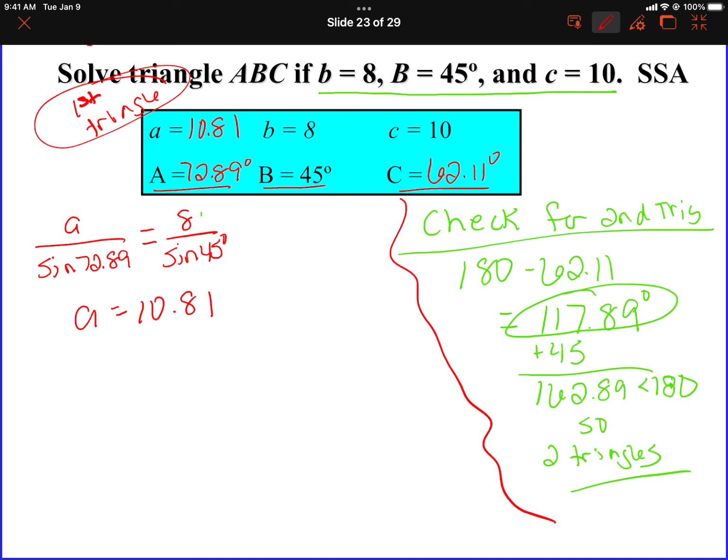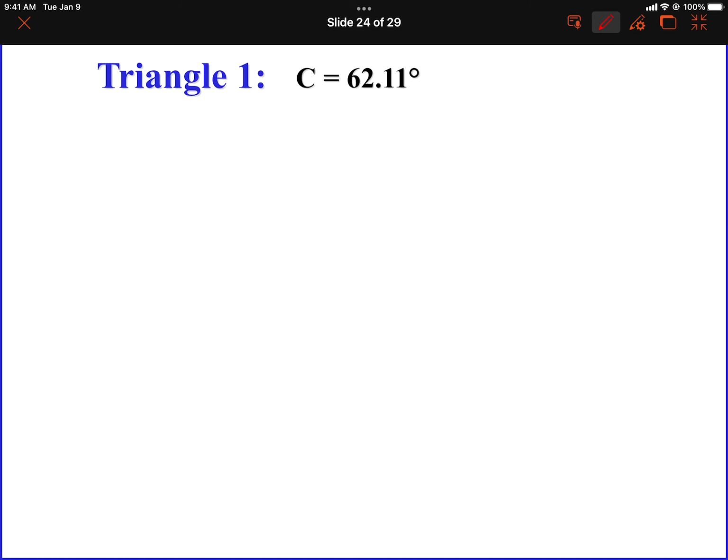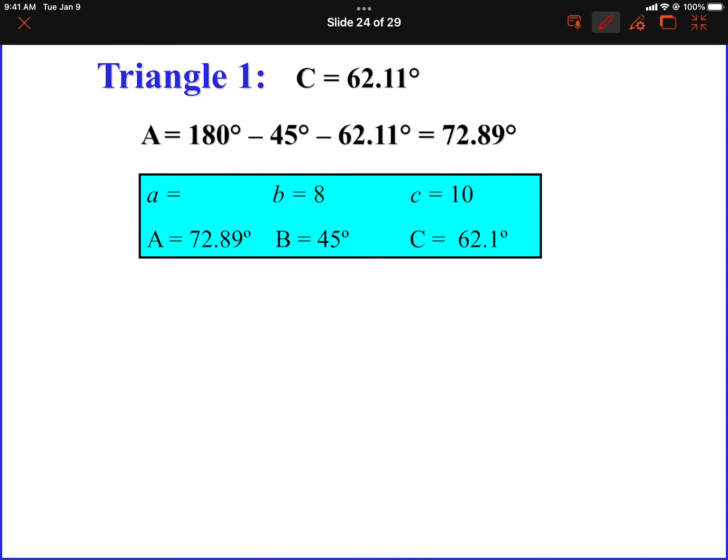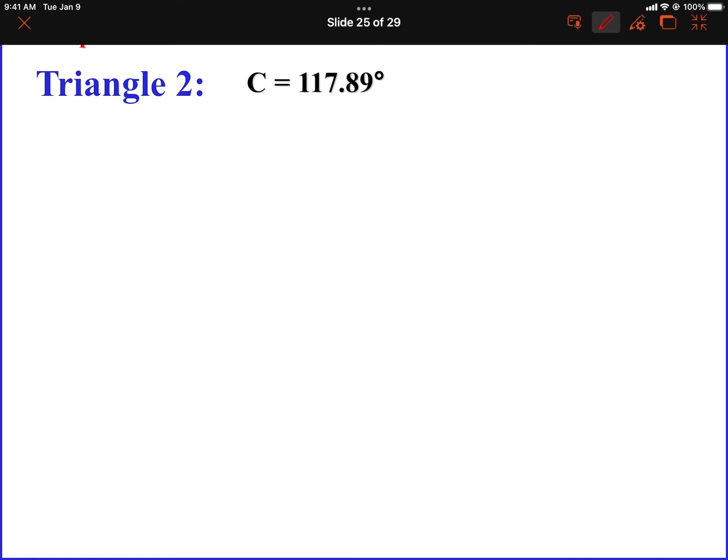Right? But because I know that I have two, I now have to work another one. So this is my first triangle. I have to do all this again, knowing now that my C is 117.89. So my triangle 1, we just did everything, and we found our A up here to be, what was it, 10.81. So now that was my triangle 1. Now I need to find triangle 2, so I have to do everything again.